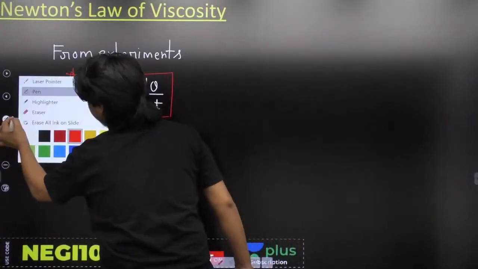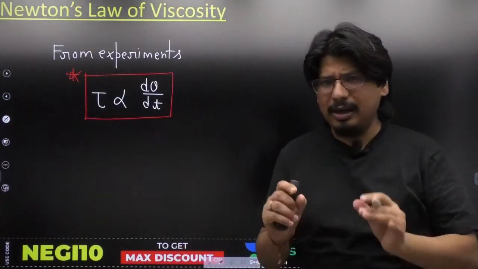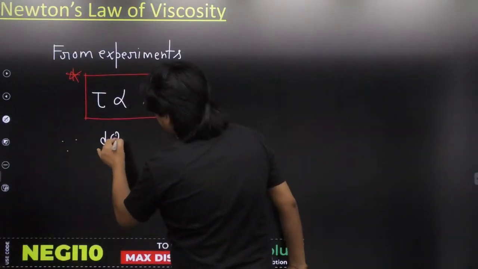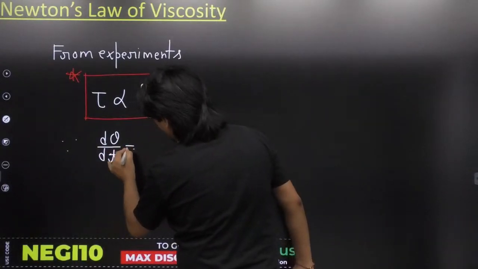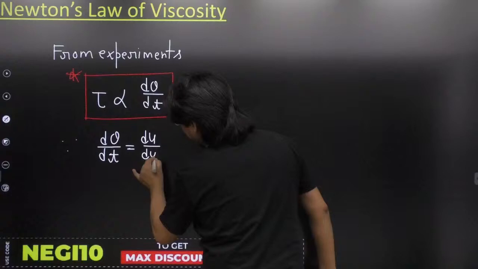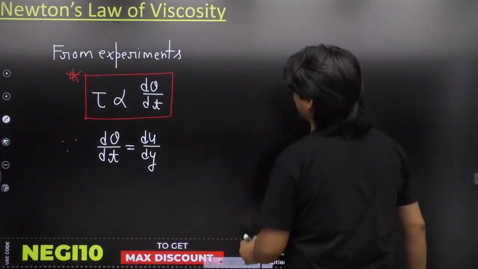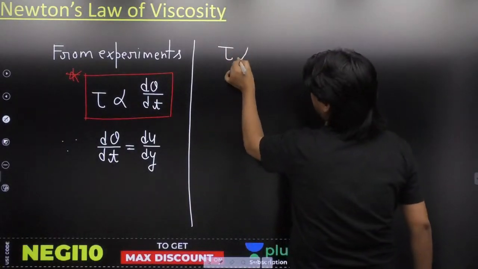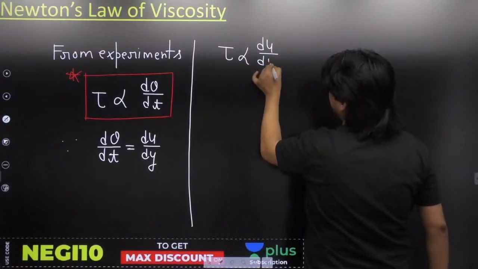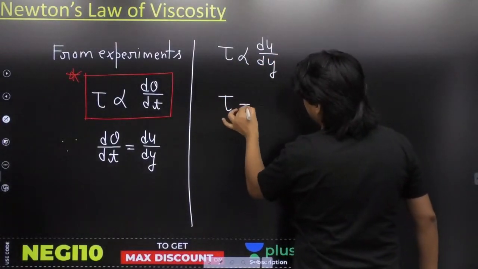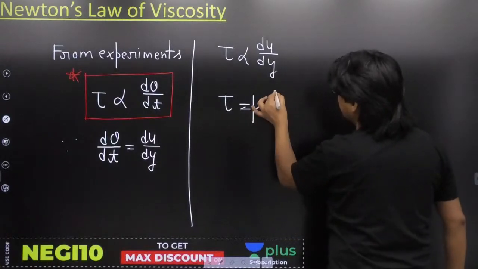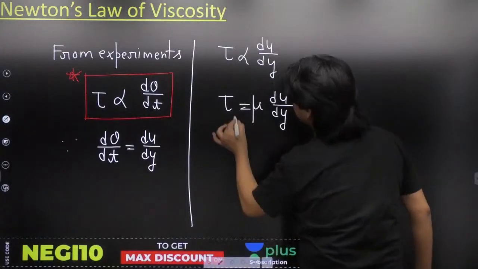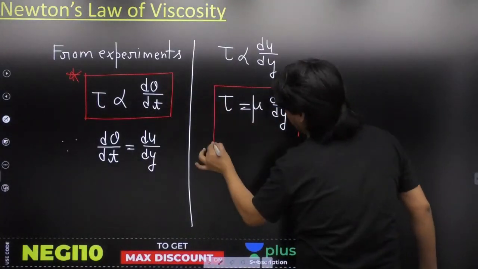Now listen carefully. We know that d theta by dt is equal to du by dy. So what are we getting? Tau is directly proportional to du by dy. Now if I remove the directly proportional, I get tau is equal to mu du by dy. This is another format of Newton's law of viscosity.